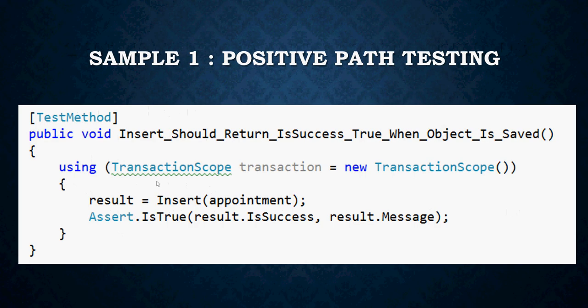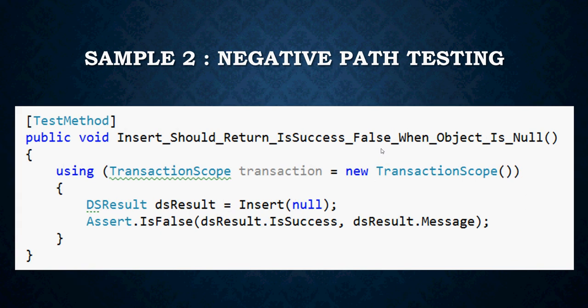For example, if we test an insert function which inserts some value, and we provide appropriate values for inserting an appointment, it will give us success true, and you can see the method also states that. But if we provide null, it should not give us success true, so we are expecting false. If in this case it is giving us true, then the insert method has some problem.